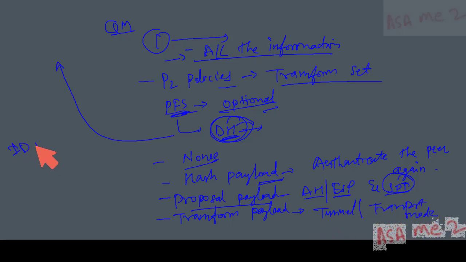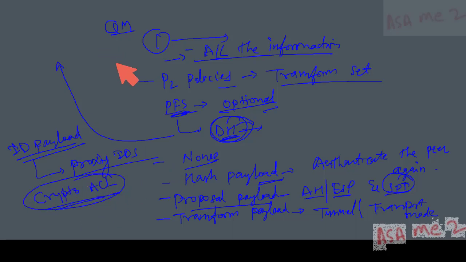And the last thing that will be there is an ID payload. This ID payload will contain your proxy IDs. Proxy IDs. So this ID payload will contain your crypto ACL. Now here is the complex part. All this information, the phase two policies, transform set, the PFS, nonce, hash payload, proposal payload, transform payload, the ID payload, all this information is sent in one packet, the first packet of quick mode.